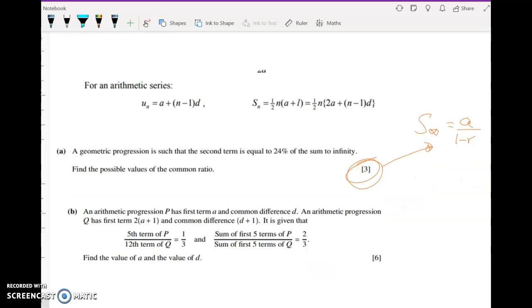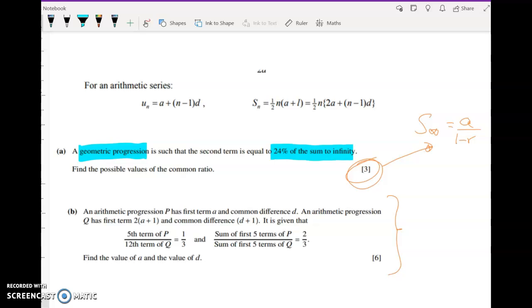So the muckier part of this question, which is what Minduk wanted me to video, was this bit down here. So let's have a look at what we've got. Okay, the first part, we've got a geometric progression, and we're told that the second term is equal to 24% of the sum to infinity. Figure out the possible values of the common ratio. And then the second part is completely separate.